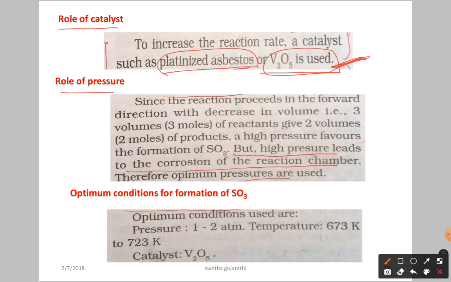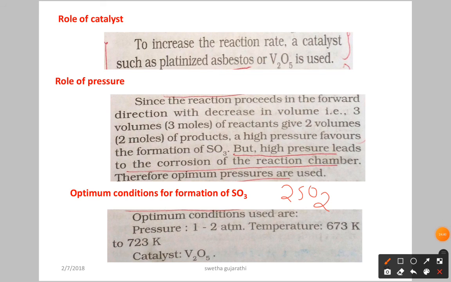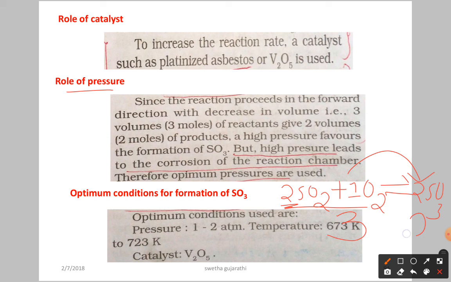Next, role of pressure. Okay. Now if you see the balanced chemical equation here, to see the effect of pressure, again we have to see the number of moles. So what we have here, 2 moles of sulfur dioxide in reaction with 1 mole of oxygen gives rise to 2 moles of SO3. Okay. So definitely we need the product, that is SO3, so you have to move in the forward direction. If you see the total number of moles of reactant, how many we have? 3 moles. Total number of moles of products, how many we have? 2 moles. So number of moles has to be decreased, means you have to go for the high pressure.